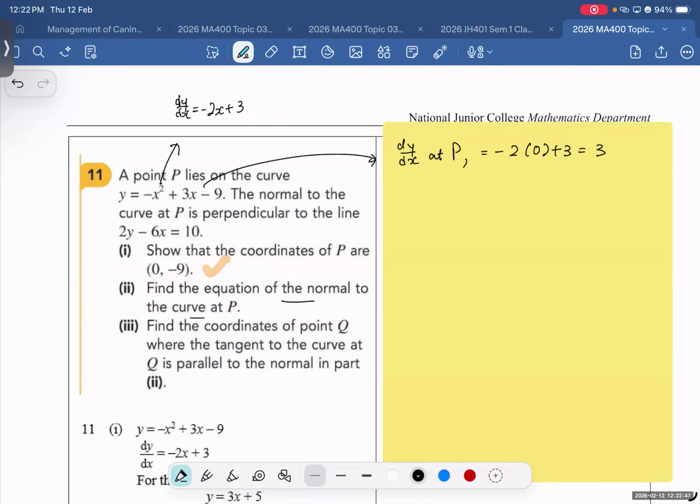Equation of normal: y minus y1 equals to gradient times x minus x1. But remember, for normal, the gradient we flip. Given that they said that the normal to the curve is perpendicular to y minus x equals to 10, can we use that to find the gradient?